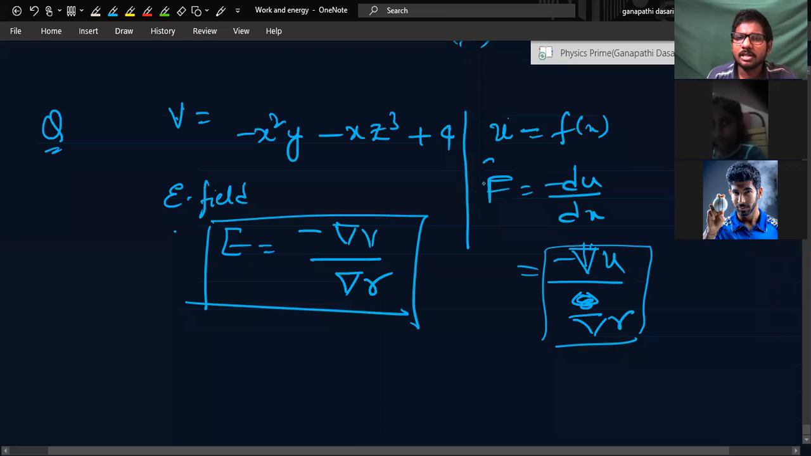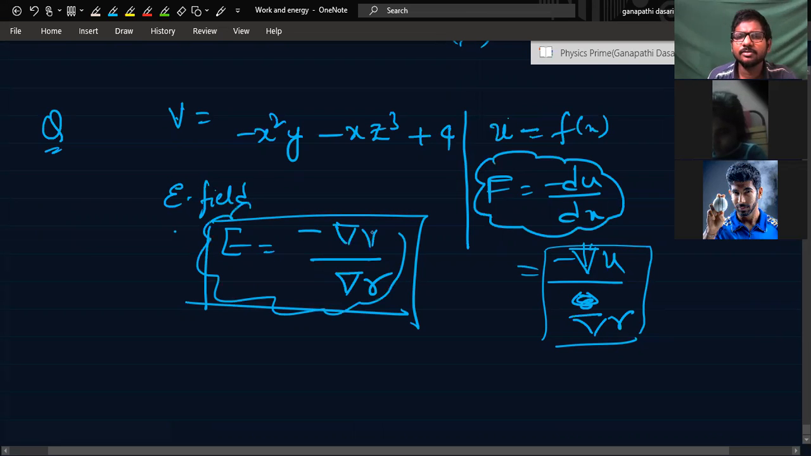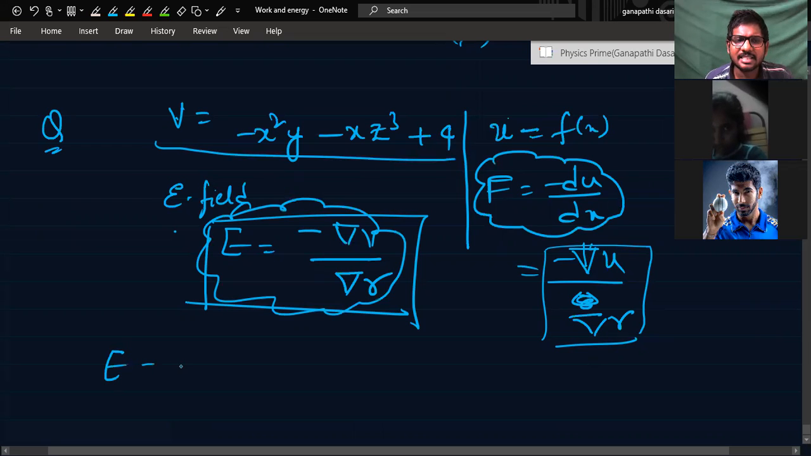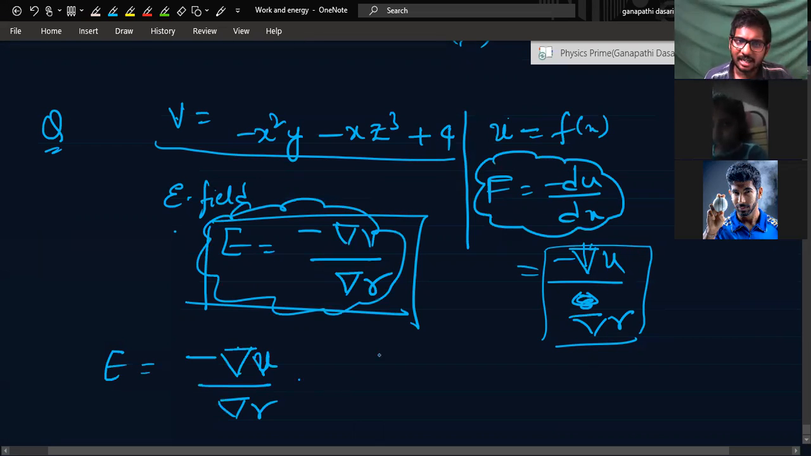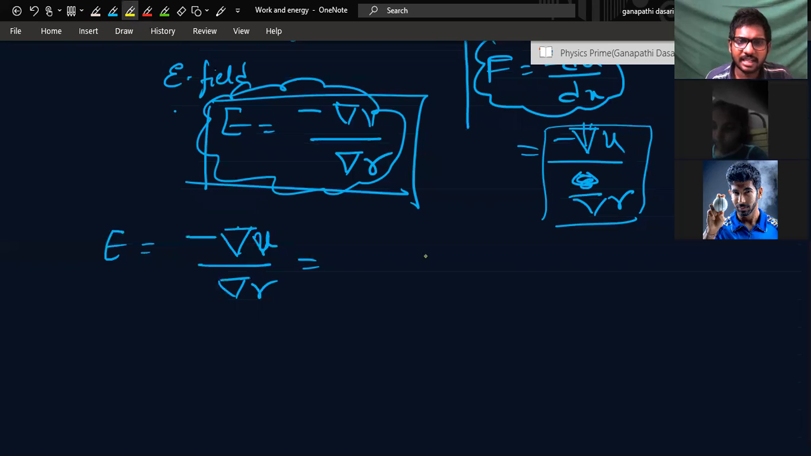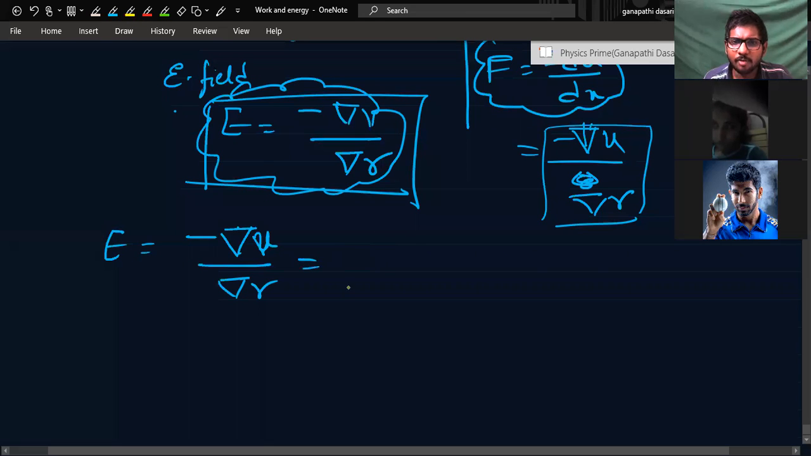Like force is related to potential energy, potential is related to electric field or any gravitational field or any conservative field. So now potential is given. How to get the electric field? That is nothing but minus del V by del r. That is nothing but partial differentiation. What is the function I gave here? What do we need to do? Minus of dou V by dou x i cap.